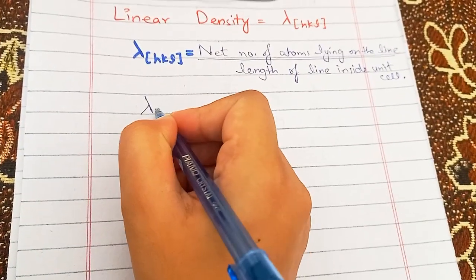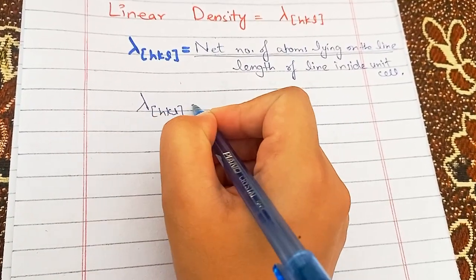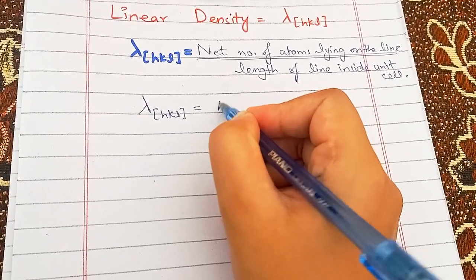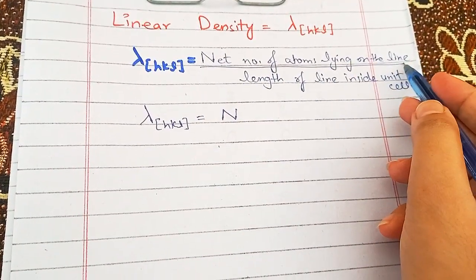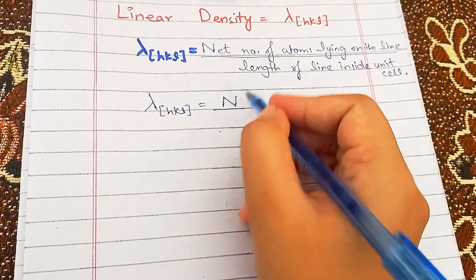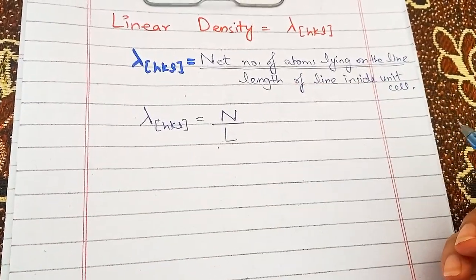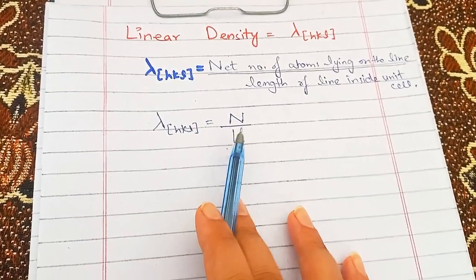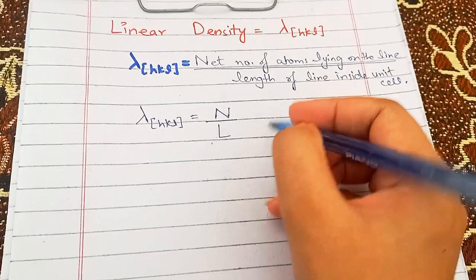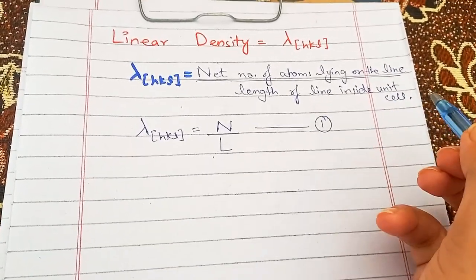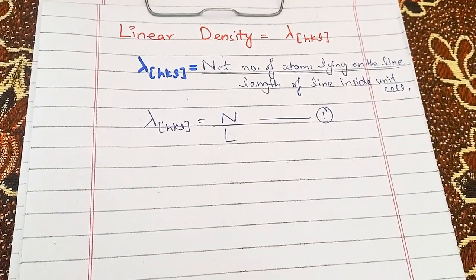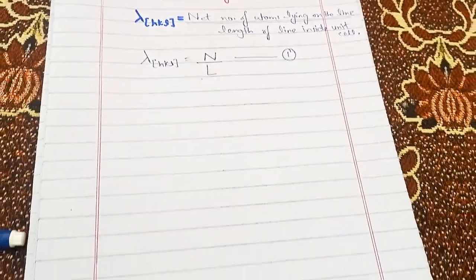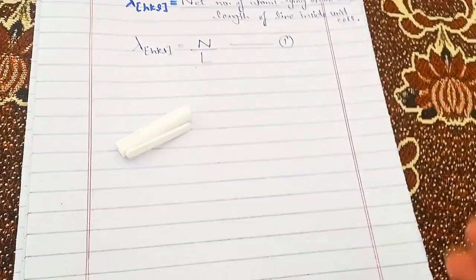We can equivalently represent it using the symbolic notation. We can use capital N for net number of atoms lying on the line divided by capital L for the length of the line inside the unit cell. Here, linear density in our case is also known as linear atomic density, and this is the main formula that we are going to use, and this is the formula number 1. We'll be using it for finding out the linear density used for all kind of directions we have. Alright, so let's start with the first direction, which is 1 0 0.